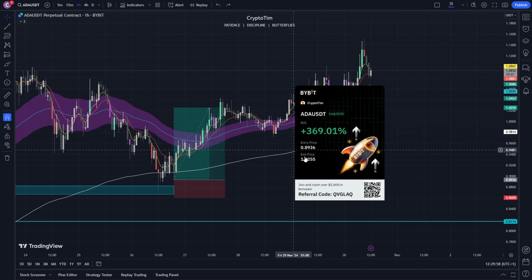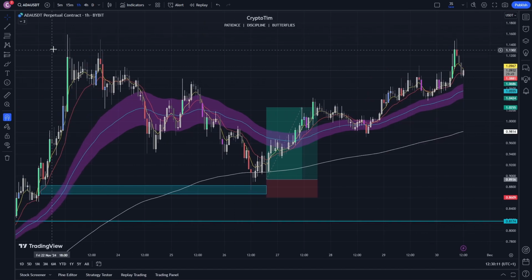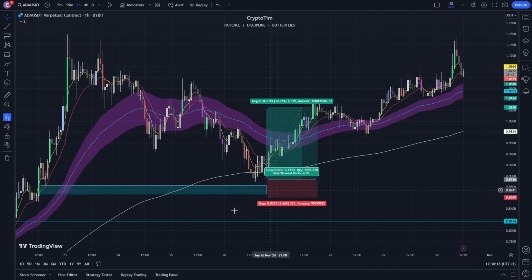So first of all, the screenshot of the trade. So my entry at 89.36, TP at 1.0255. So we can see we did bounce pretty much perfectly off this vector zone right here.